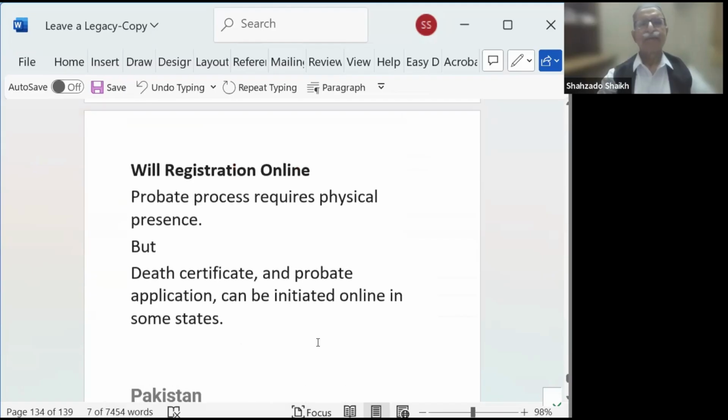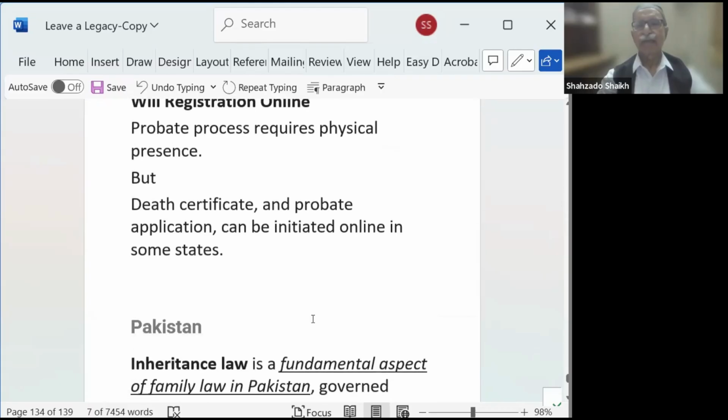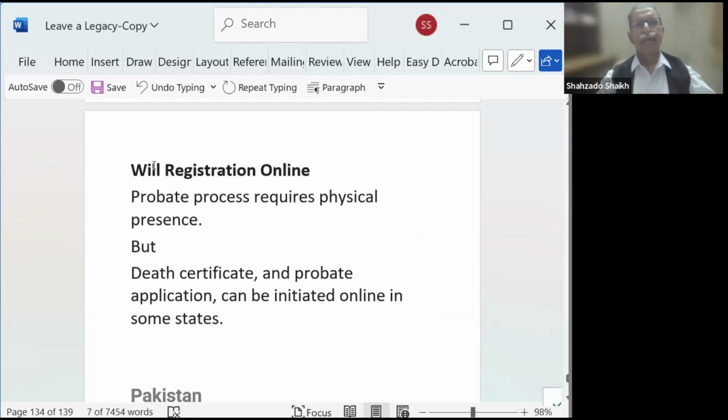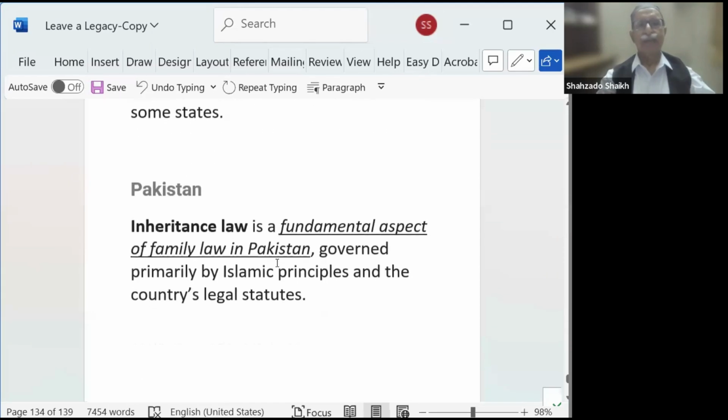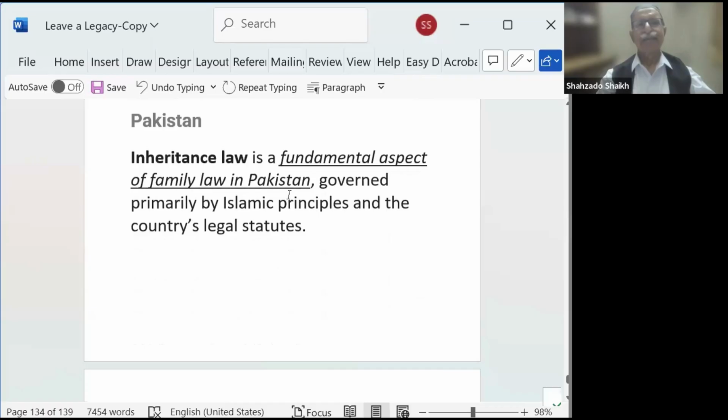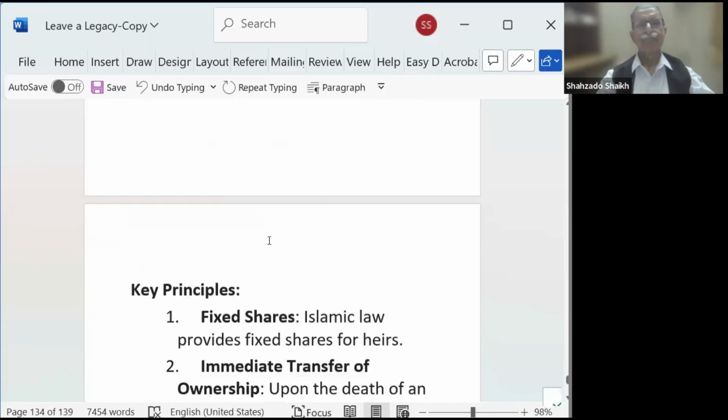Will registration online. In India, it is allowed online. One can register. It is only for registration. All other things are the same. Only for registration, it can be online. In Pakistan, inheritance law is a fundamental aspect of family law. It is part of family law, not a separate thing.